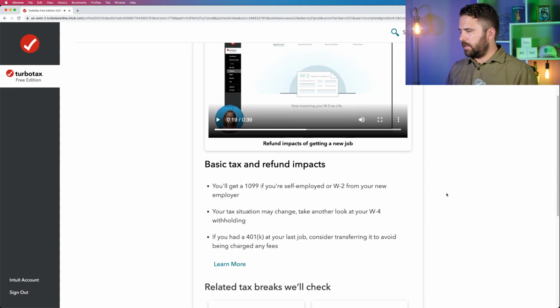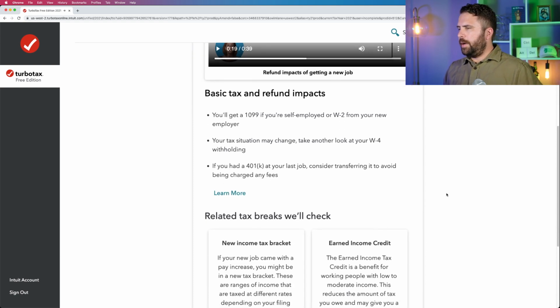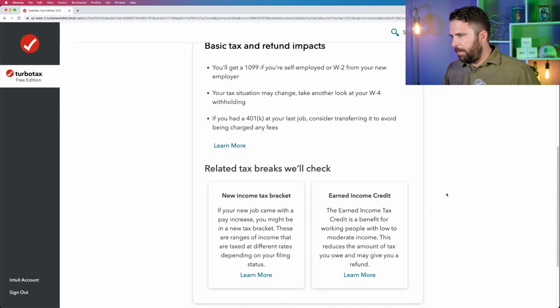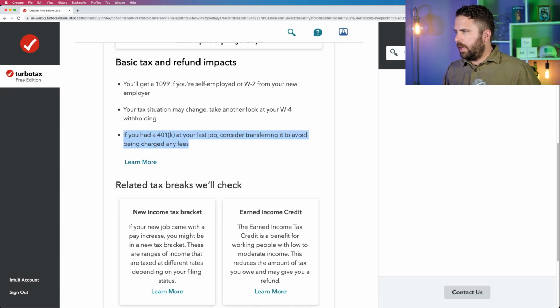All right, this is basic stuff. We don't really need to watch that. But I like this. This is actually new, I think. I don't remember this from last year. I like how there's more education here now, right? Just basics about the tax law and things to watch out for. Like this, if you had a 401k at your last job, consider transferring it to avoid being charged any fees. So it might not be the right move for everybody, but it could be for some people.